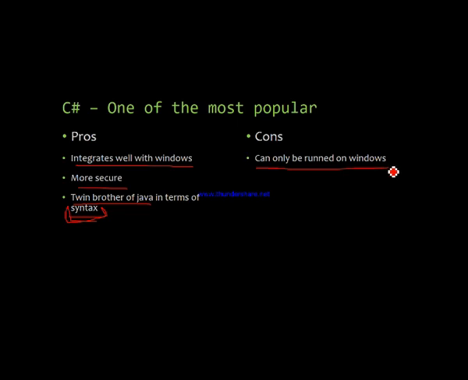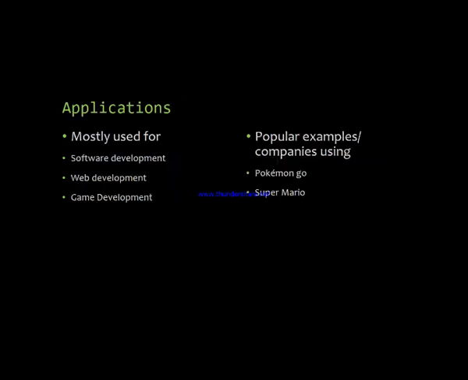And its con is that it can only be run on Windows. It means that it uses .NET servers. So anything which does not have a .NET server can't run it. Applications: it is mostly used for software development, web development, and game development. And popular examples of companies using it: the games Pokemon Go and Super Mario, they were both made with C Sharp.